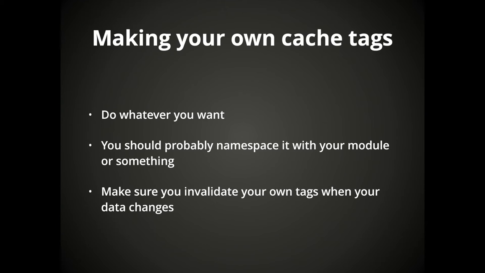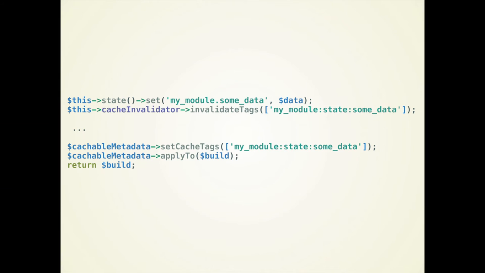So here's an example of a project we did where we stored a little bit of data in the state service. The state service, unlike config and entity, doesn't provide cache tags for your thing. So I made my own cache tag there. It just said my module state some data. So when I set that data and store it in there, I make sure I call the cache invalidator service, which you can get from the container that's defined in core services.yaml, and then I invalidate that. And then I make sure whenever I print that, at the bottom, this is an example, I just set that as a cache tag and I apply it to my render array.